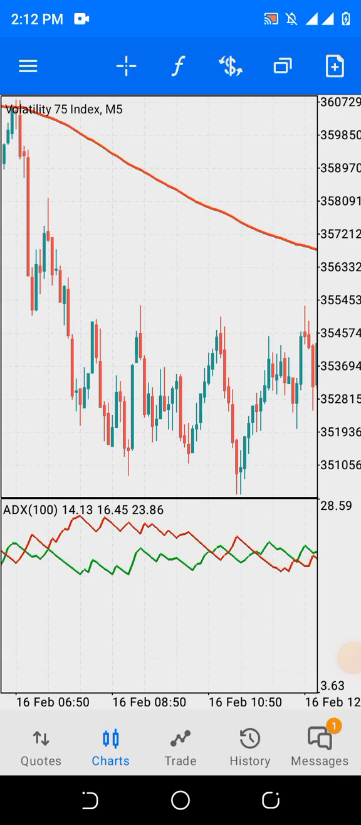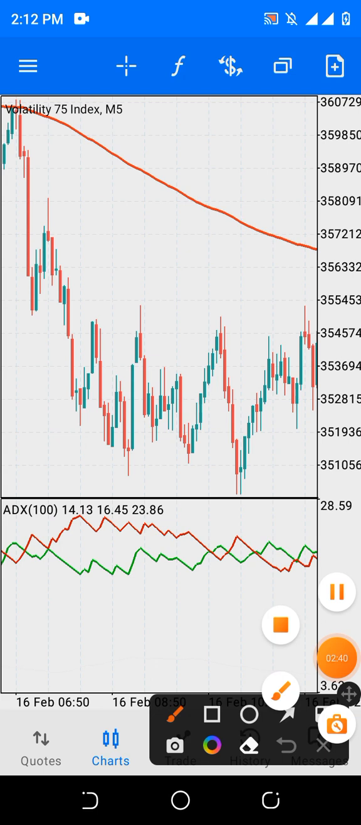So here is our chart. Now let me show you how to make use of this indicator. First of all, the moving average: you need to identify the direction of the market. With the help of the moving average, we understand the direction of the market. Looking at my chart now, the candlesticks are below the moving average, which tells you the market is moving downward. This is a bearish trend, because the candlesticks are below the moving average.